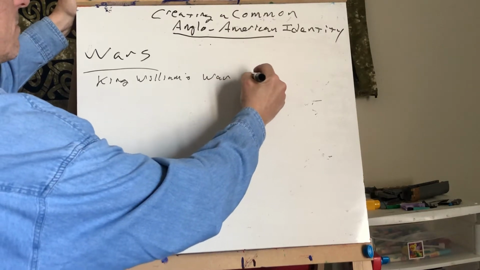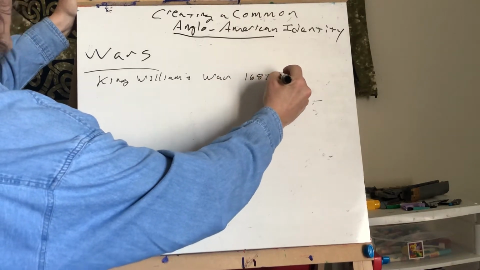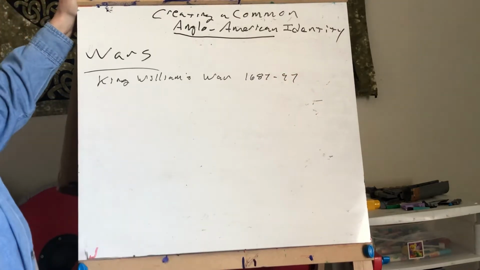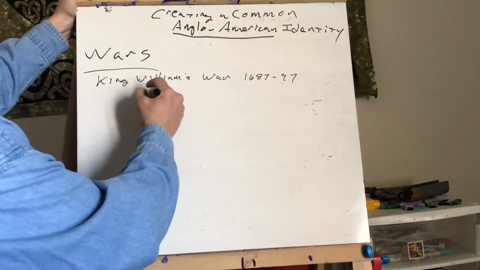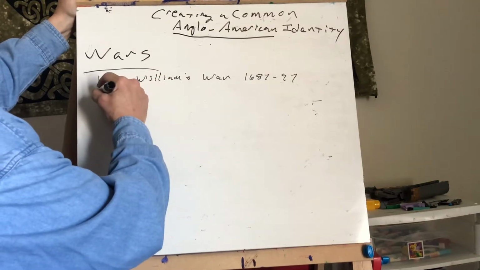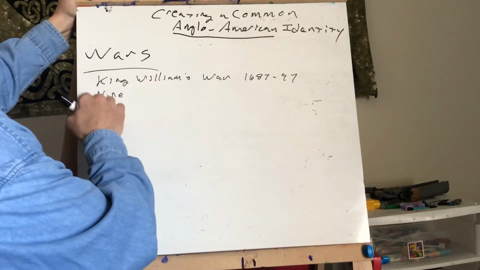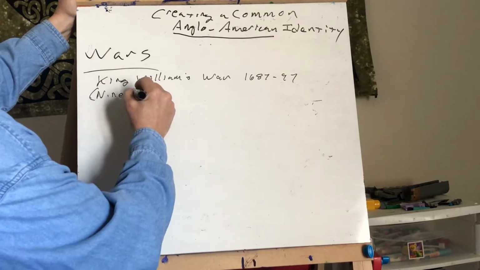Which is not insubstantial. 1687 to 1697, a 10-year-long war, which is ironic because in Europe it's called the Nine Years' War. I'll put that in parentheses.